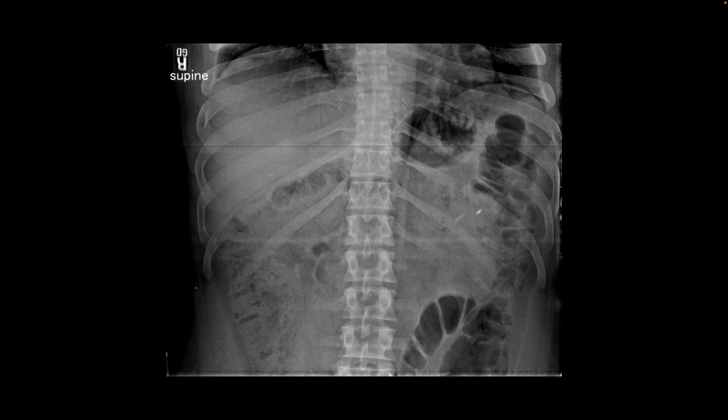Here they swallowed several razor blades. One of them is seen right here, second one is here, third one is here, and usually we acquire serial x-rays over a period of the next several days to follow them through the intestine till they are completely evacuated.